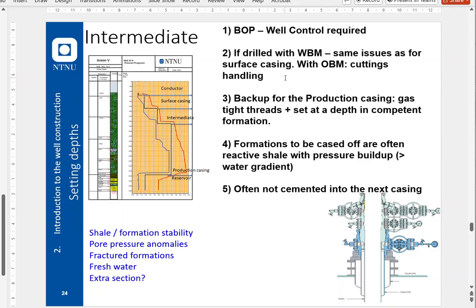A nice BHA returns to surface. We can use oil-based mud. In that case, it's a very large hole and a lot of cuttings that we are dealing with. So it becomes a very, call it, busy section.